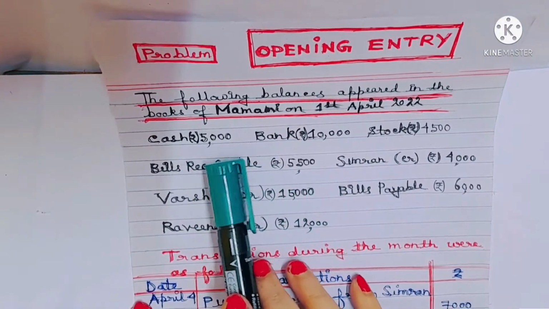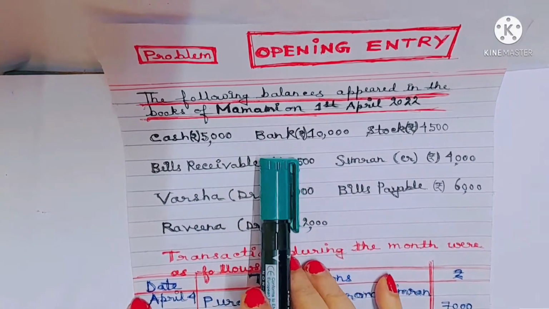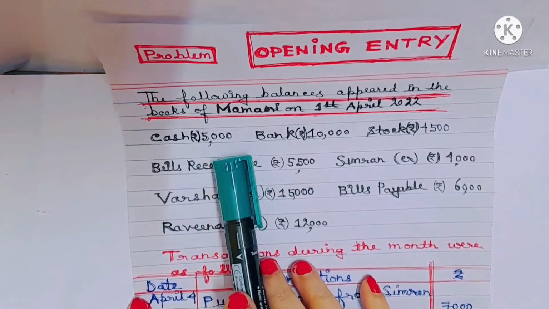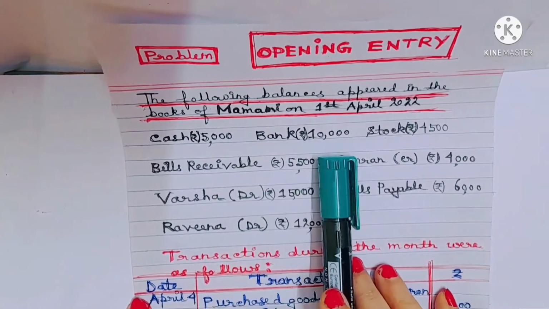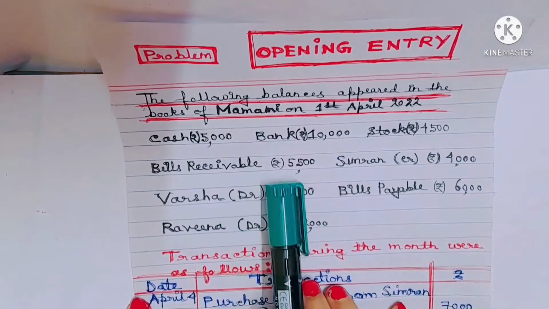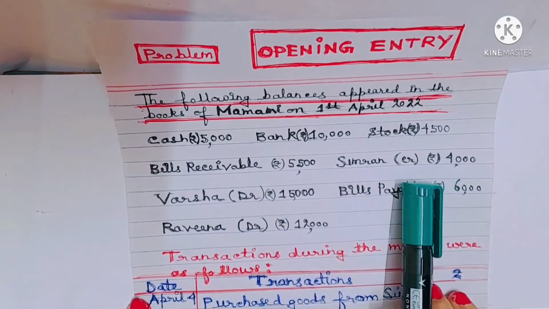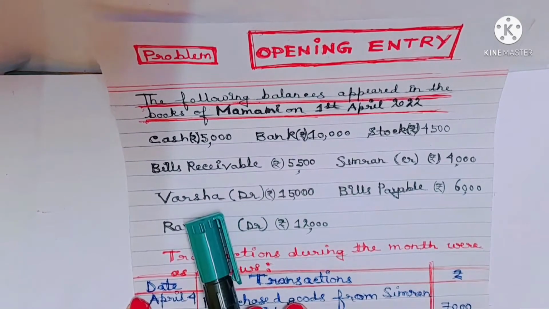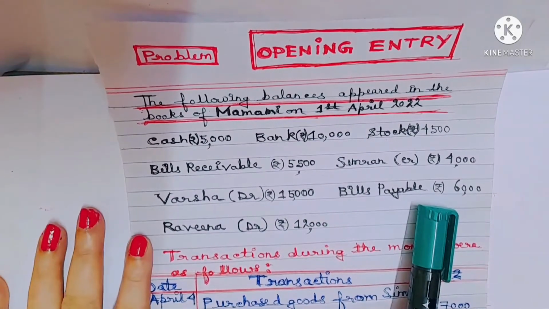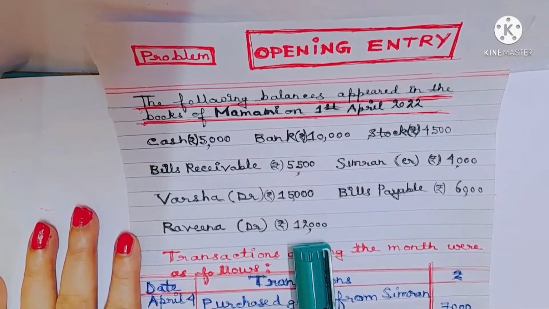See, the opening balances of assets and liabilities are given here. Cash rupees 5,000, bank rupees 10,000, stock rupees 4,500, bills receivable rupees 5,500, Simran rupees 4,000, Varsha rupees 15,000, bills payable 6,000, Ravina rupees 12,000.